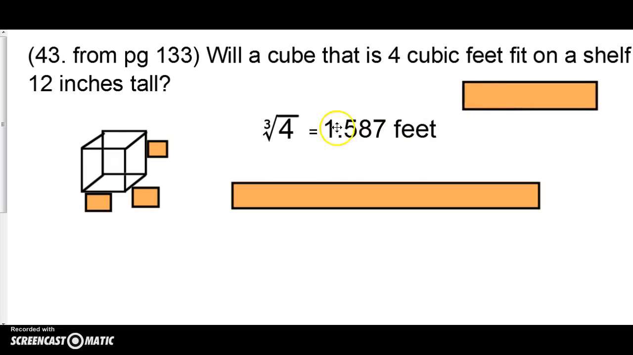So right away, I just went on my calculator and found the cubic root of 4 was 1.4587, and it was a longer decimal than that. And so I thought, oh, that's a little over 1.5 feet each way. Does that make sense? So this side is over 1.5 feet.